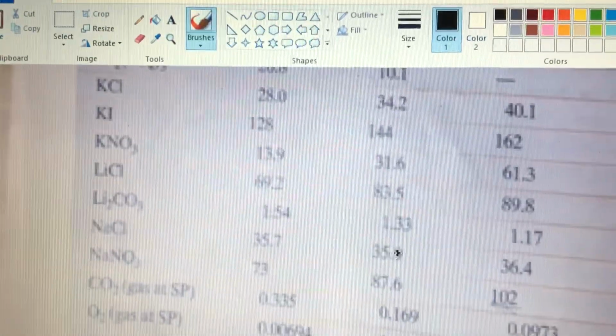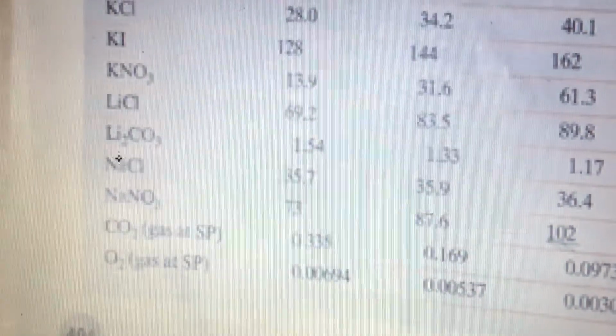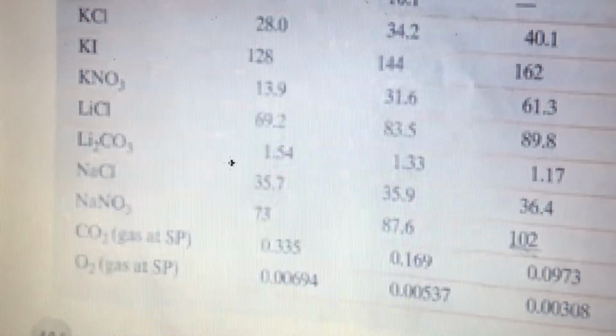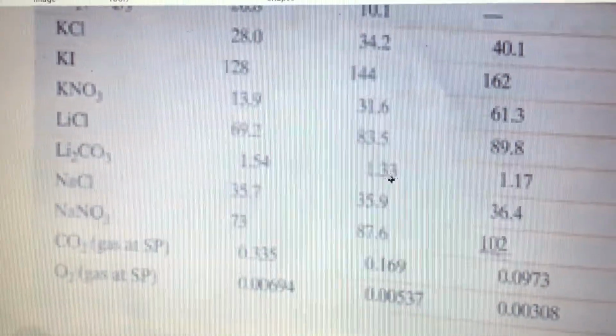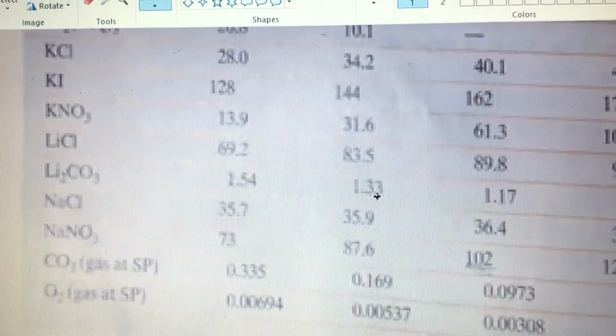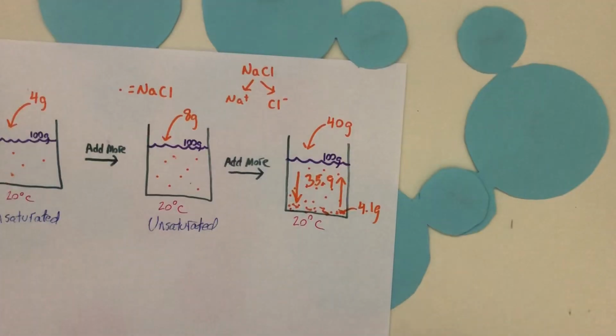Let's look at Li2CO3. So that's lithium carbonate. Now look at 20 degrees. It can only fit 1.33 grams of solute into 100 grams of water. So let's talk about why. Why is that so low?